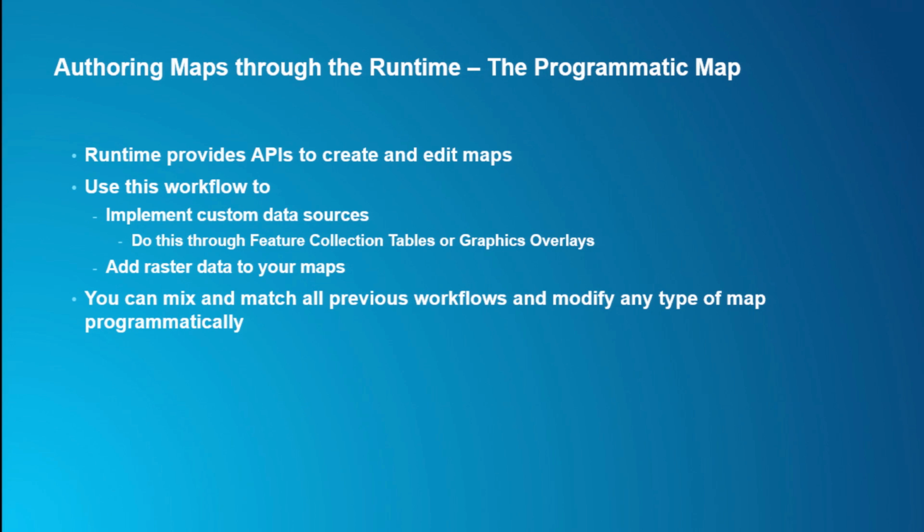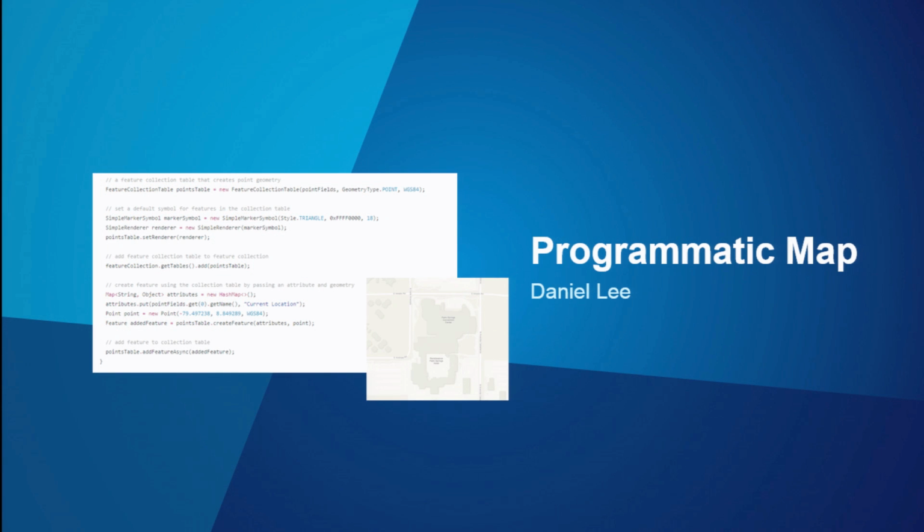Also, to add raster layers to the map programmatically, you need to code that. There isn't really an authoring experience for that yet. So I'm going to pass it over to Daniel, and he's going to do a programmatic map example.